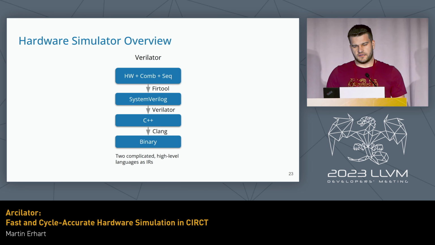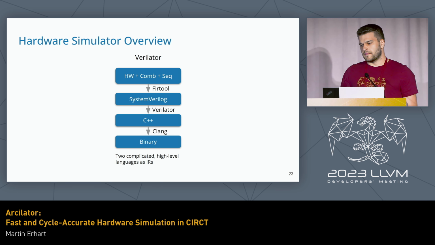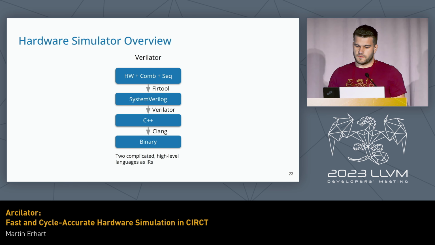So that is the design of Verilator. When you start at the core dialects of CIRCT, you would use, for example, ExportVerilog to generate the SystemVerilog. Then Verilator compiles that to C++ code, and then you use, for example, Clang to compile it to a binary and link it against the test bench. But that uses SystemVerilog and C++ as intermediate representations, which are both very complex languages and not really intermediate representations that you want to use.